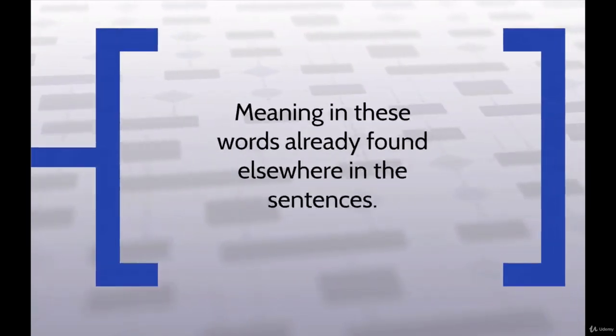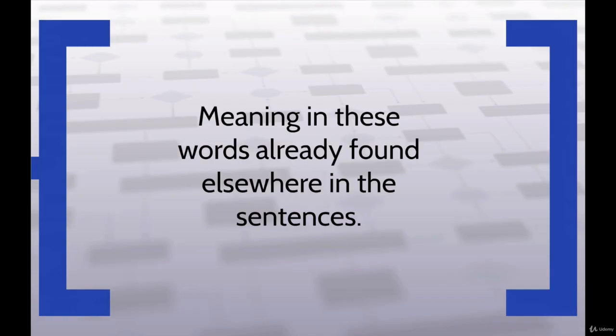To sum up, the meaning in these extra words was always found somewhere else in the sentence, usually in a previous word or a word nearby. So it was kind of duplicated meaning. So to remove that makes the sentence much more efficient, much cleaner, much tighter.